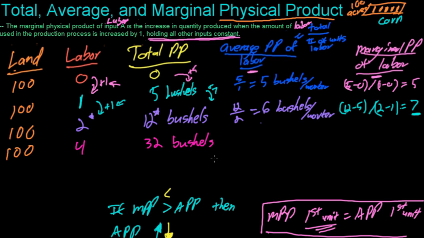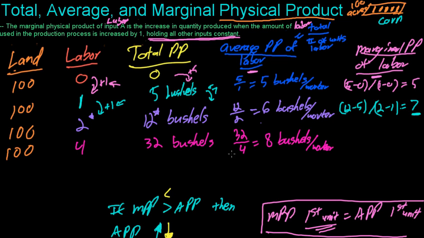So then the average physical product of labor will be 32 divided by 4, which, if I am not mistaken, is equal to 8. So that is 8 bushels per worker. Let me just check that. 4 times 4 is 16, times 2 is 32.